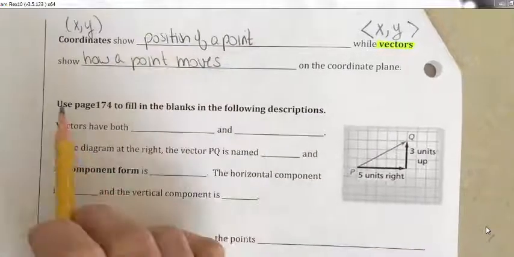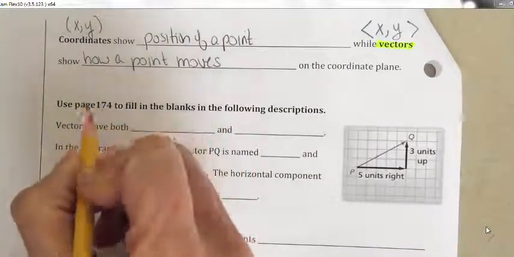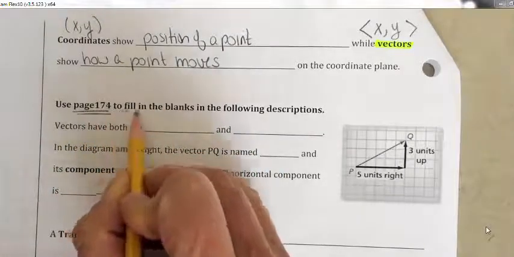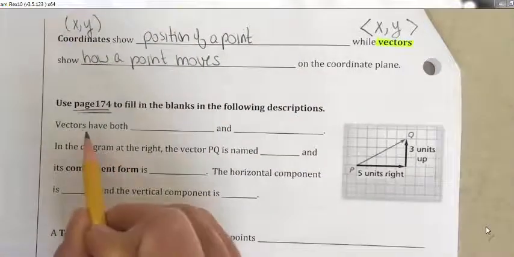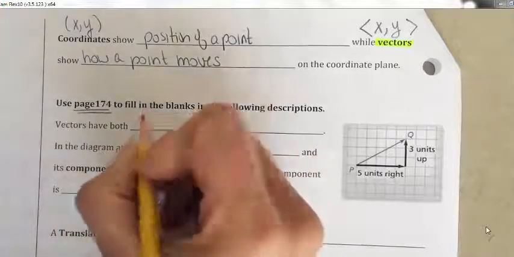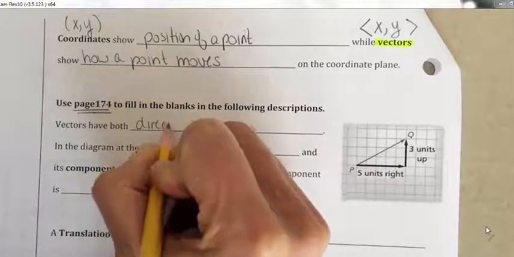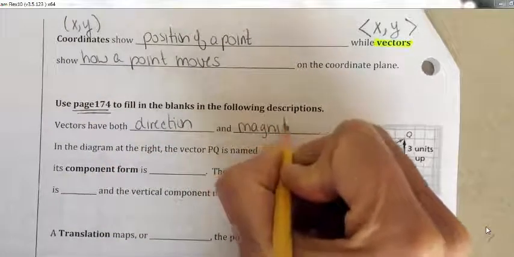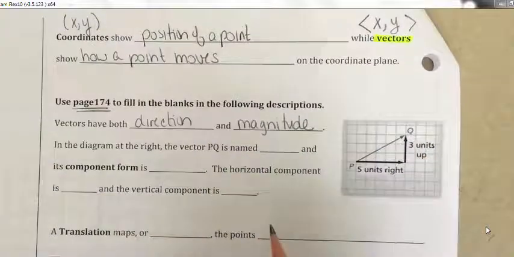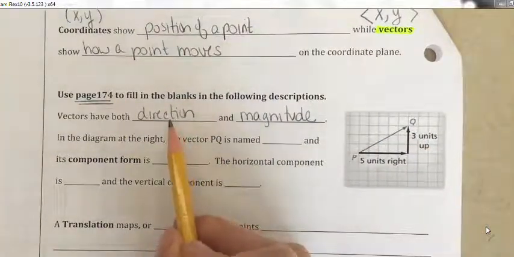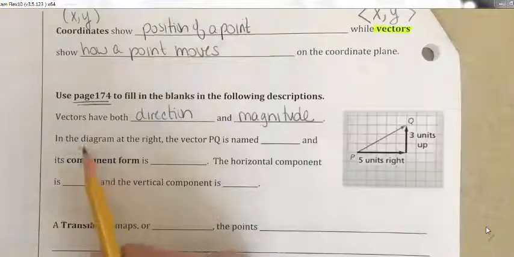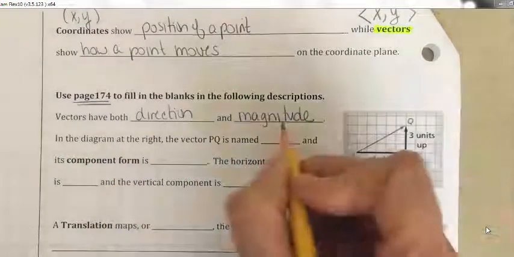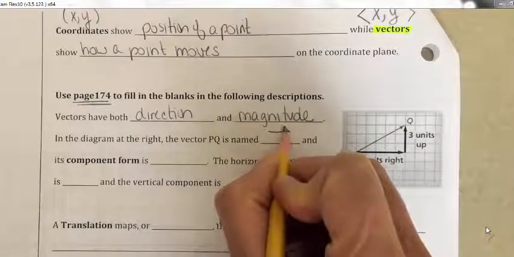So we're going to use page 174. If you want to go back and read this page, you totally can. I'm going to help you here to fill in the blanks in the following descriptions. Vectors have both direction and magnitude. So they have a direction they're moving and then a size. In the diagram at the right, the vector PQ is named. Now this is how we name vectors. It kind of looks like a ray, but not quite. It's like half of a ray.